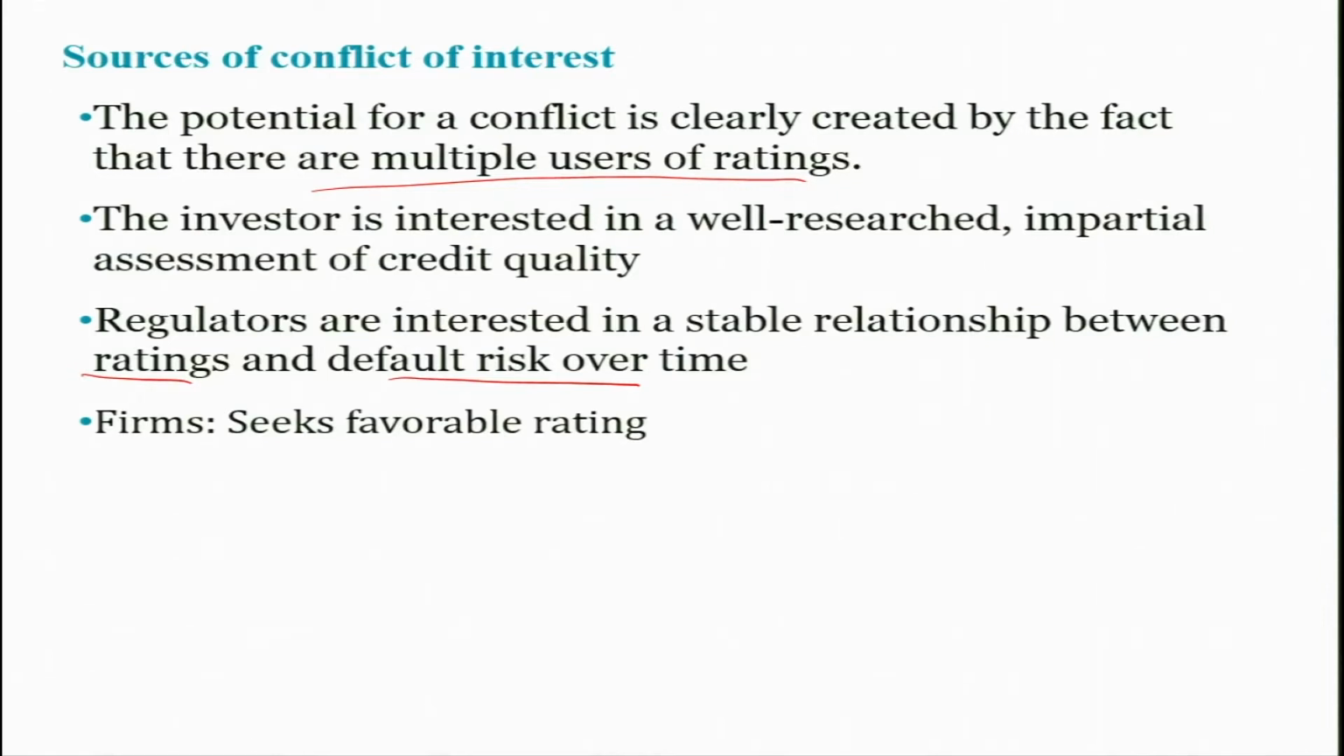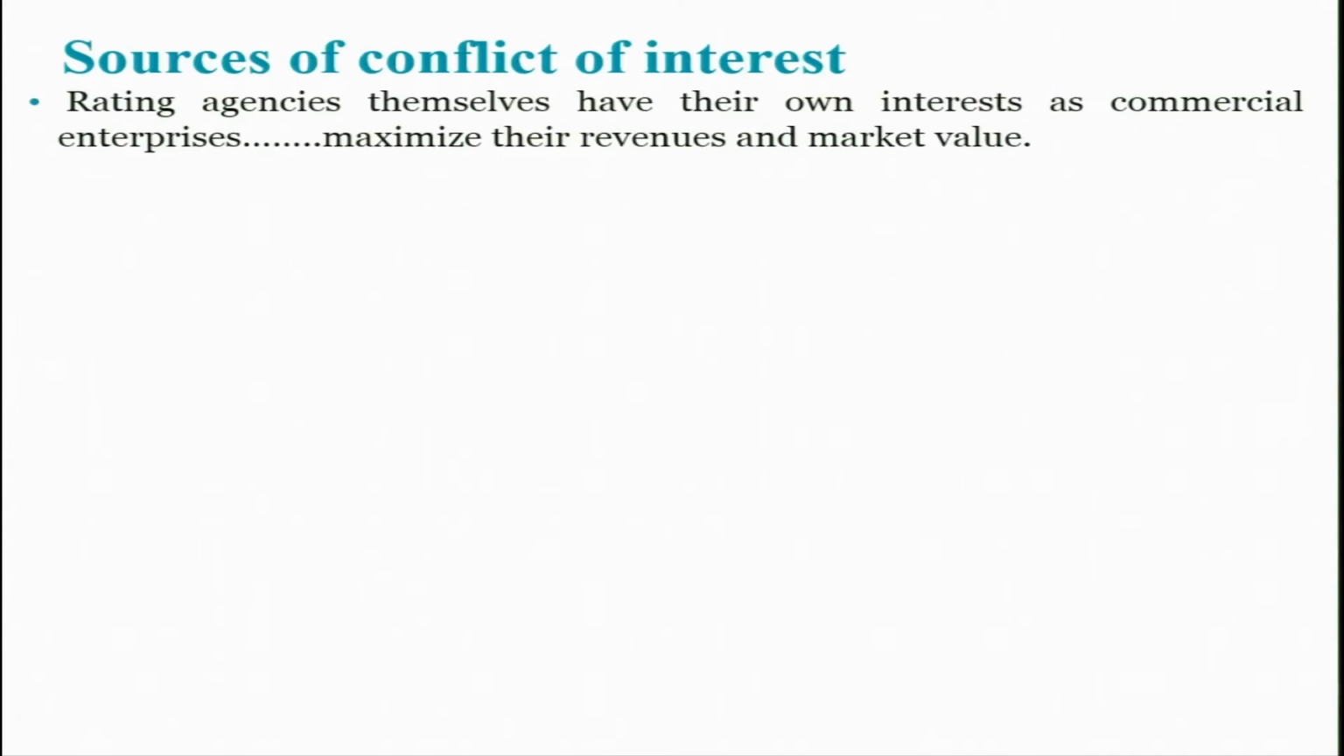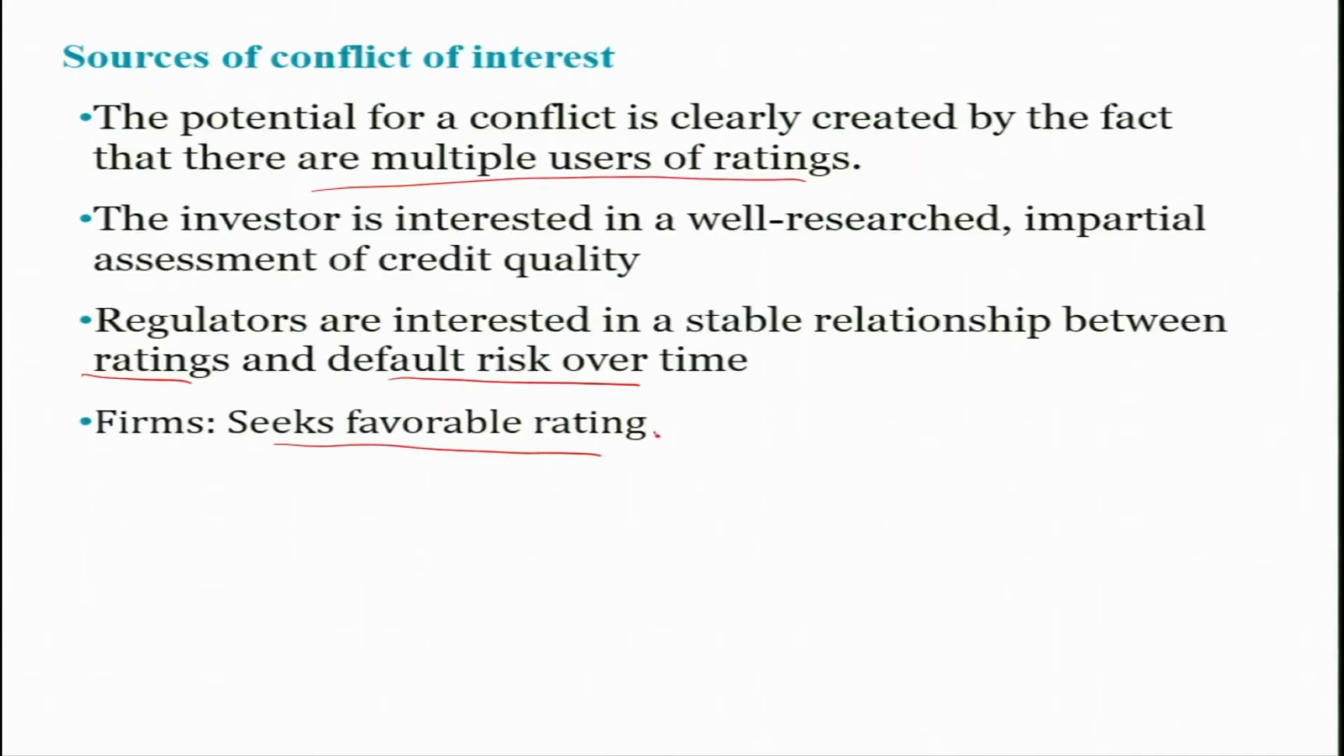And coming to firms, obviously they always seek favorable ratings. So what is the advantage here? Suppose somebody is getting AAA ratings, then it will be considered as the prime rating, the high quality, that means a very low default risk. That means they will be able to borrow from the market at a low rate of interest. Plus, if they issue an IPO, the unit price for the IPO also will be very high. So in that way, firms will be seeking favorable ratings.